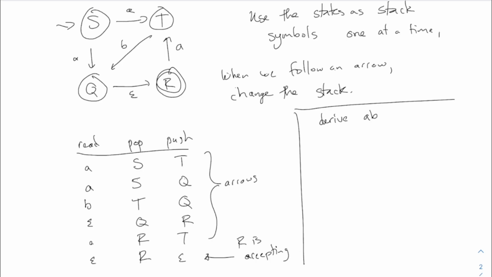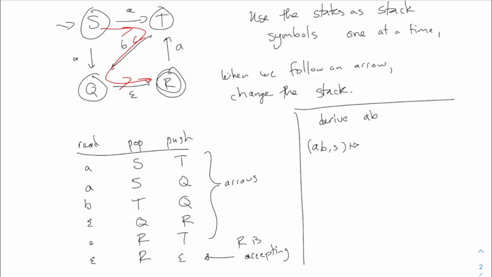It's not that hard to say. Yeah, what do you think? The first one? Where you read A, pop S, push T? Yeah, right. In the diagram, the way to make AB accepted is sort of that way, right? I want to do those arrows in that order. So on the stack machine, I use those rules in that order. That's the idea.